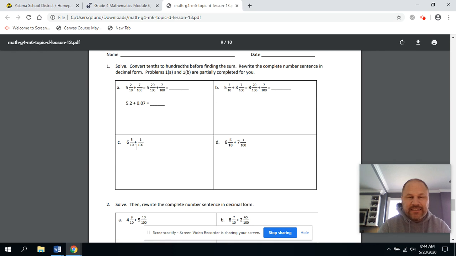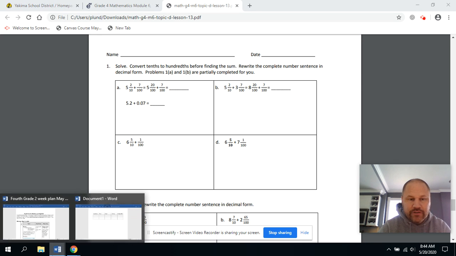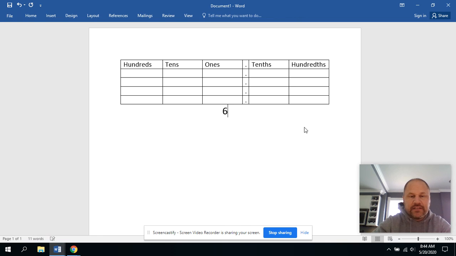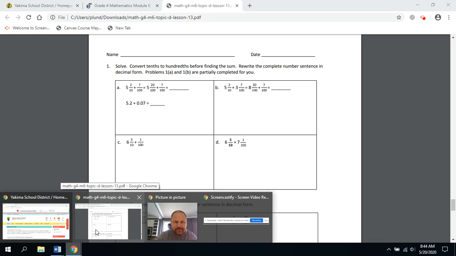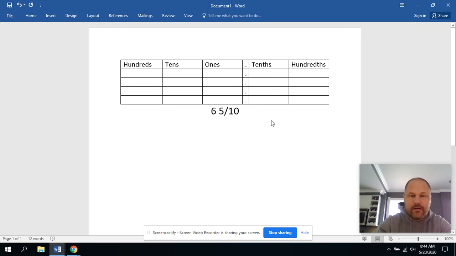So let's take a look at C, which is not done for us at all. We'll say 6 and 5 tenths plus 1 hundredth. So we're going to pop back over to this screen. Let's go down here and say 6 and 5 tenths plus 1 hundredth, okay? So that's as a fraction. And then we have to convert tenths to hundredths, so we might as well just do that now.